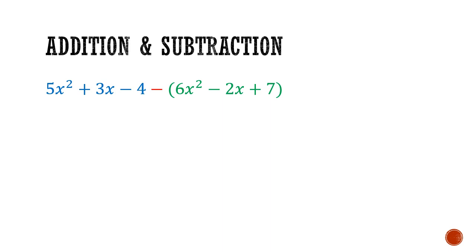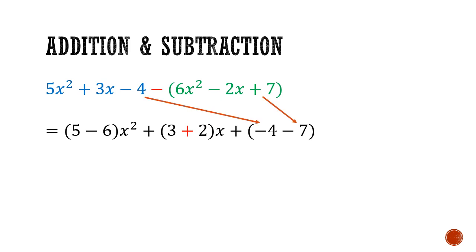Now for subtracting two polynomials. So now I'm going to subtract the green quadratic from the blue quadratic. You will just have to be a little bit more careful because there's an opening of brackets here. So we'll get 5 minus 6x squared, 3x minus negative 2x, so that will be 3 plus 2x, and we'll have negative 4 minus 7. So when we simplify this, we're going to get negative x squared plus 5x minus 11.